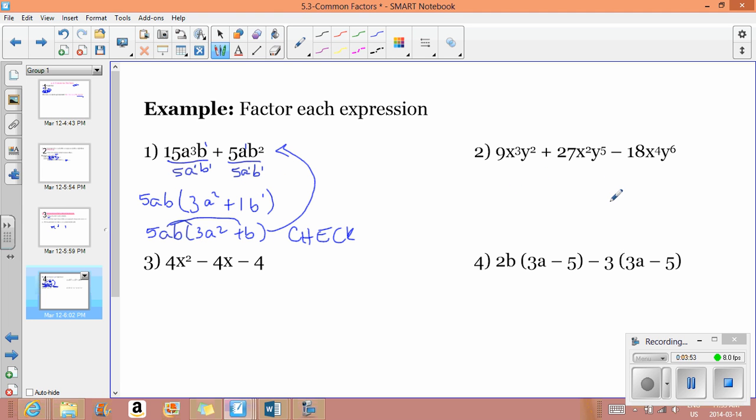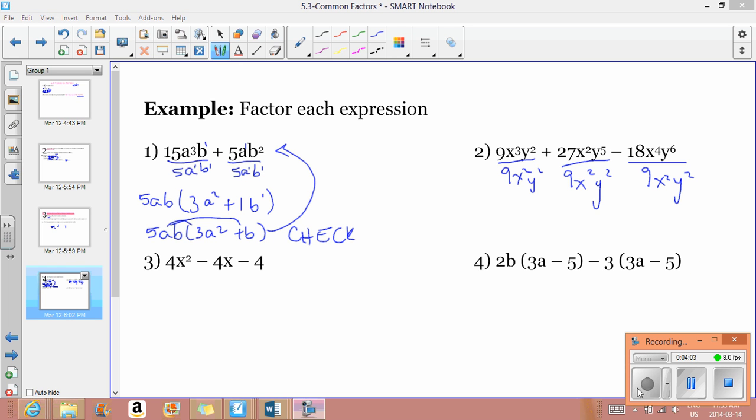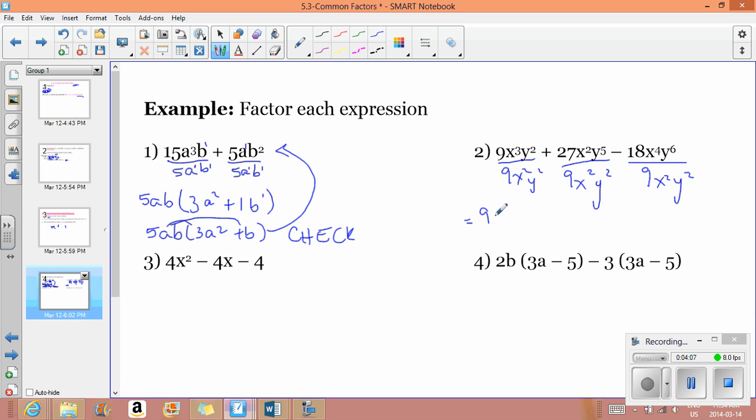Let's look for what's common. 9, 27, and 18. So what's the most common? And you can try this one on your own, and you can check back your answer in just a second. So hopefully you found that as your greatest common factor. And so if we factor this out, we have 9x squared, y squared, and what's left?